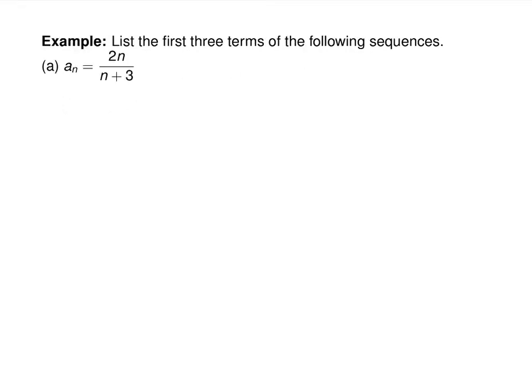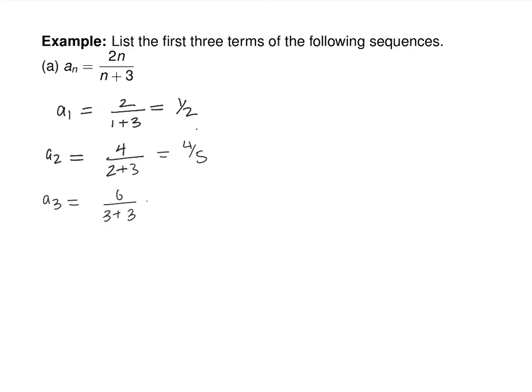So, list the first three terms of the following sequences. Often you're given an equation that defines the terms for you. In this case, we have that a sub n is 2n over n plus 3. So a1 is what you get when you plug in 1. 2 over 1 plus 3 is 2 over 4, or a half. a2 will be 4 over 2 plus 3, which makes 4/5. And a3 will be 6 over 3 plus 3, which makes 1. So there are the first three terms of that sequence.